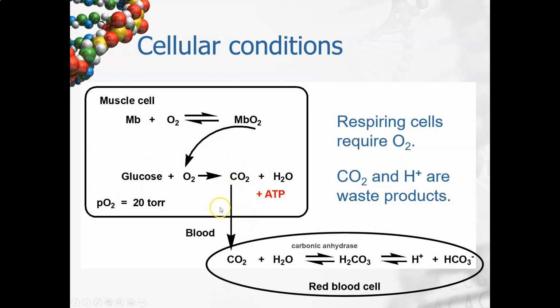So CO2 diffuses out of the muscle cell and into the blood, and it can enter the red blood cell where it will find carbonic anhydrase, which catalyzes the reaction between CO2 and water to form carbonic acid, and carbonic acid can dissociate to form H plus and bicarbonate ions. So that means that a buildup of CO2 indirectly leads to a buildup of H plus. So CO2 and H plus are waste products of this combustion of oxygen process that occurs in muscle cells.